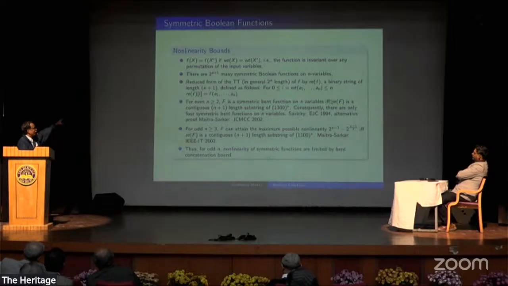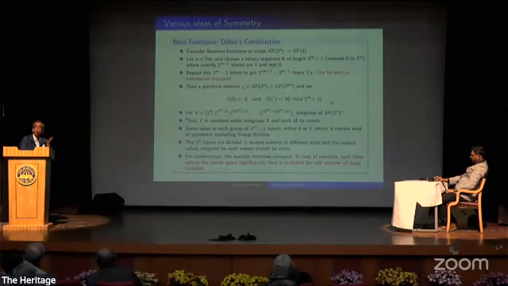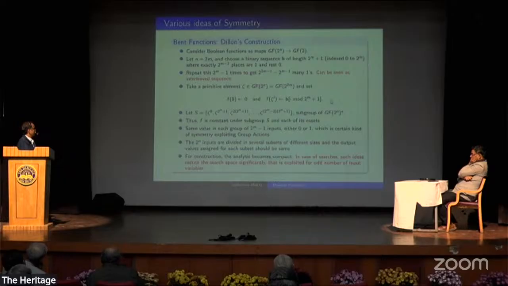So very quickly, there are a lot of smaller classes of Boolean functions. If you look at the smaller classes, sometimes you get very high nonlinearity, and sometimes you don't. Symmetric functions and Dillon's construction in finite fields give you a smaller subset, so you need not search the whole space. That might even be impossible, but it is much smaller than 2 to the power 2 to the power n. In case of searches, these ideas reduce the search space significantly, and that is exploited. And we are getting results, publishing some.